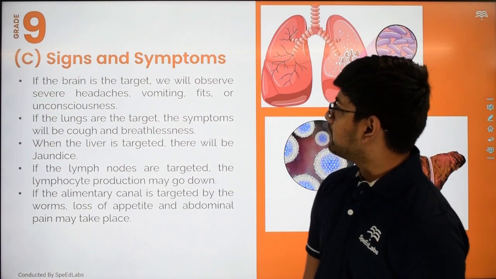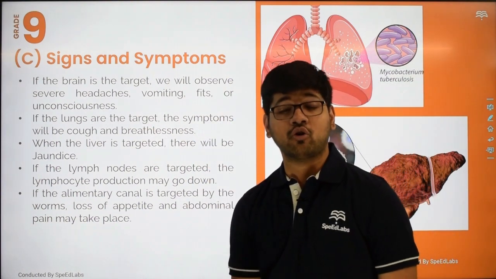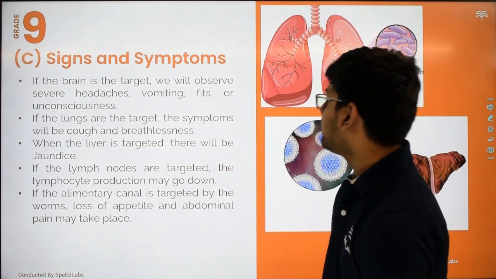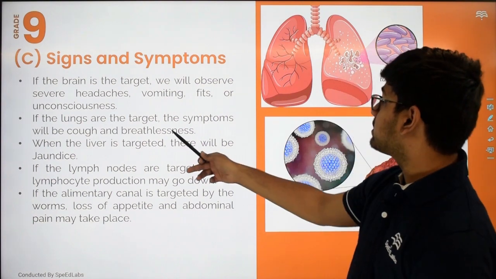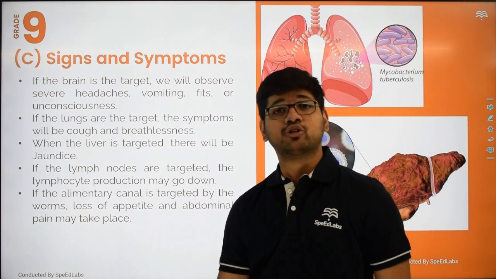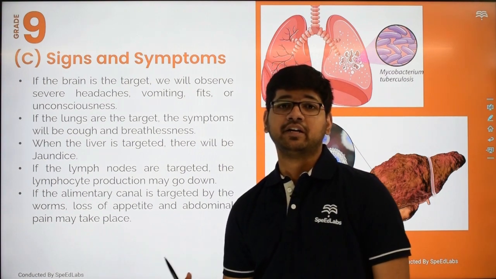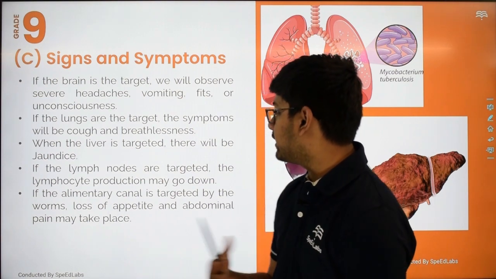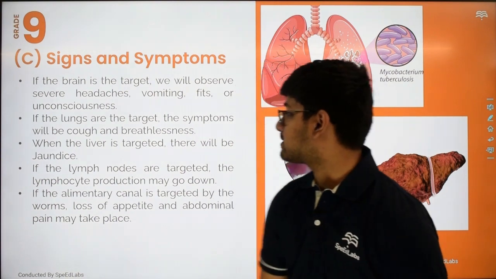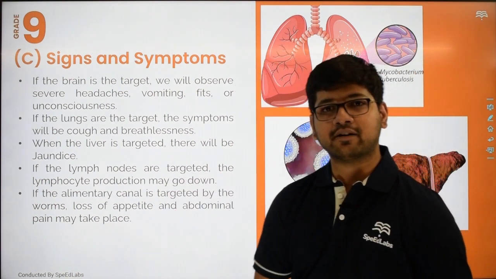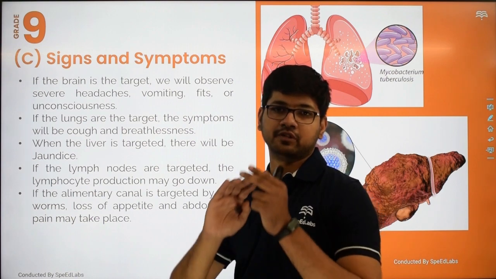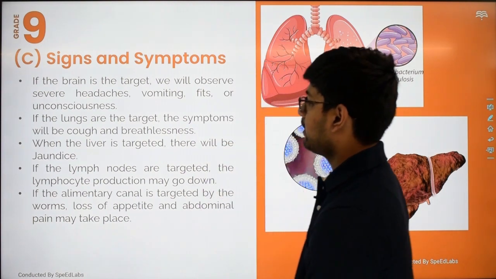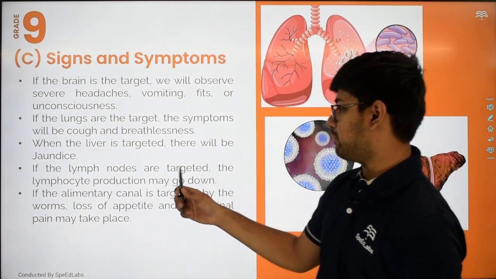So if the brain is the target, we'll observe severe headache, vomiting, fits or unconsciousness. Those are the typical symptoms for any brain related diseases, disorders or syndromes. If lungs are the target, symptoms will be cough and breathlessness for sure, because lungs are the main respiratory organ which maintains the gaseous exchange. If something disturbing occurs over there, one encounters cough and breathlessness. When the liver is targeted, there will be jaundice. That means the person will have yellow pigmentation over the terminal portions of fingers or nails or over the eyes as well. If lymph nodes are the target, lymphocyte production may go down.